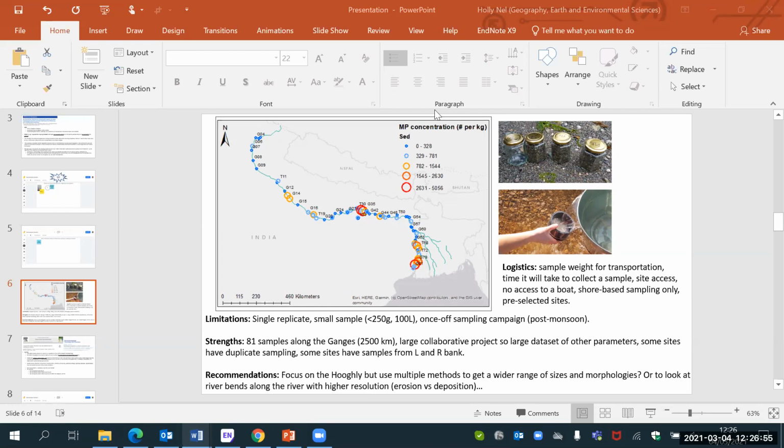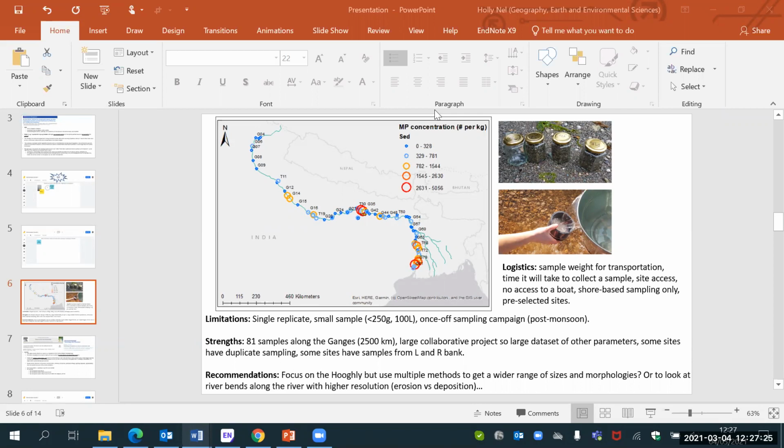there was only shore-based sampling, so there was no boat sampling, and the sites were already pre-selected. So this meant that there were a couple of limitations. We were only able to collect a single replicate from the entire stretch. We were only able to collect small samples, so the sediment samples are less than 250 grams. The water samples were volume reduced, but they were also 100 liters.